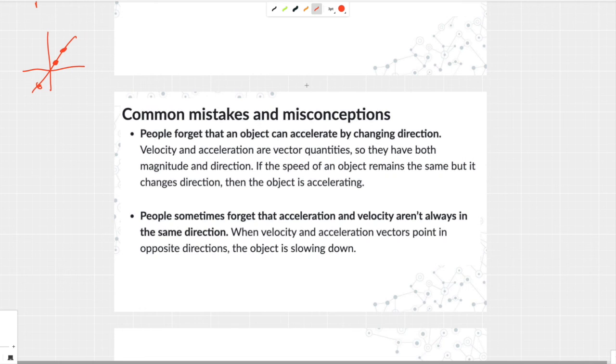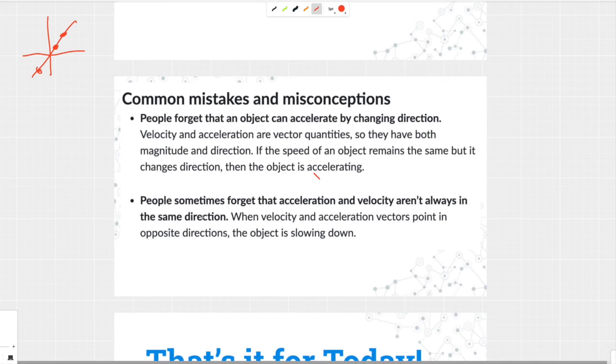So common mistakes and misconceptions: people forget that an object can accelerate by changing directions. Since it's a vector quantity, what this entire block of text is saying is that it can go either direction. And if the speed of an object remains the same, but it changes direction, that means it's accelerating.